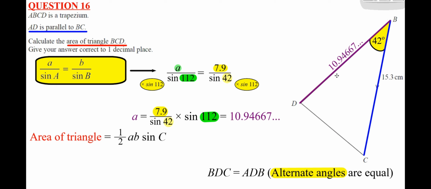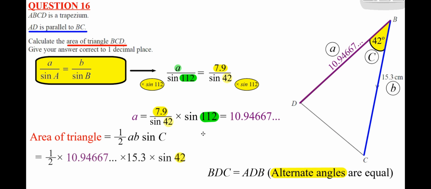So subbing in that A is 10.94 and so on, B is 15.3, and the angle C is 42 degrees. A, B, and C like this. We can just work out this on our calculator. Half times 10.94667 times 15.3 times sine 42.